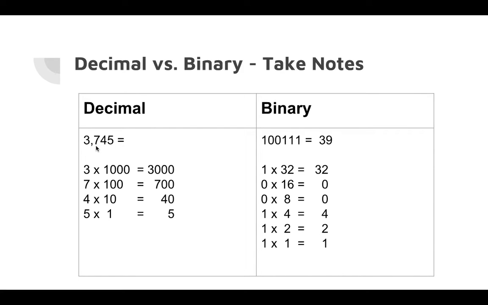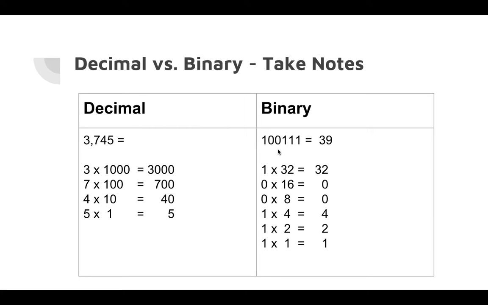Okay, so here's an example of a regular decimal number, 3,745. The way we really identify this is the ones place, this is the tens, hundreds, and the thousands. So when I figure out the value of this number, I start with the ones. There's 5 in the ones position, so that's 5. There's 4 in the tens position, so that's 40. There's 7 in the hundreds position, so that's 700. And there's 3 in the thousands position, so that's 3,000. And if we add all these numbers up, we get 3,745.